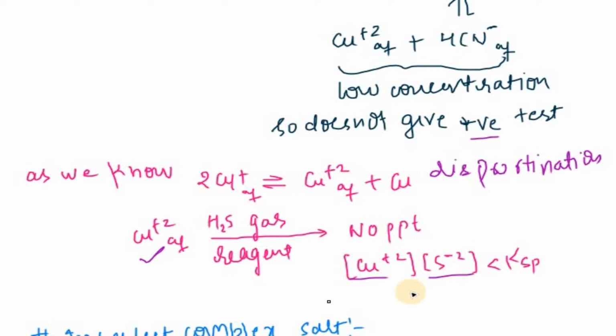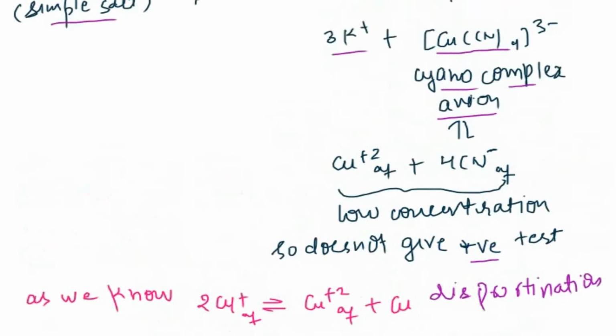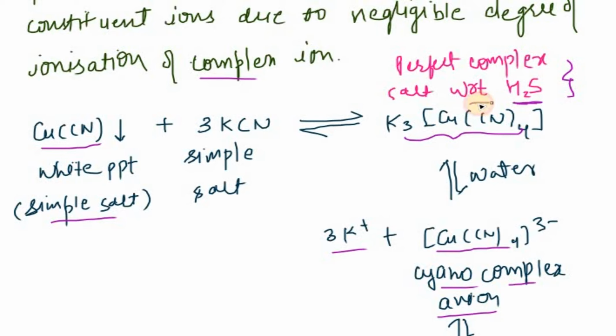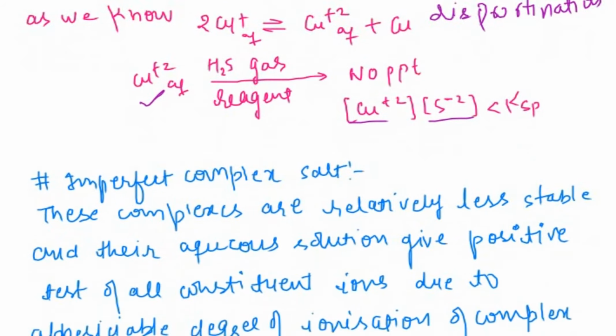Their solubility product is not reached. Q is less than Ksp, that's why we will not be able to detect the copper ion. So that is with respect to H2S. So it is a perfect complex salt with respect to H2S.